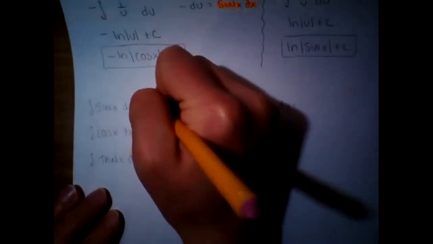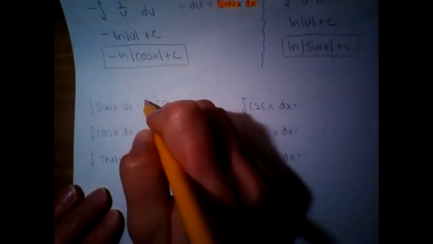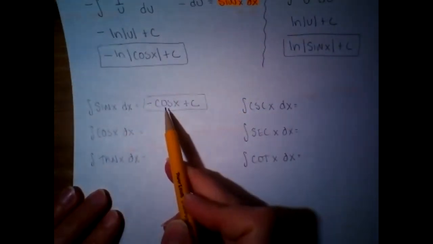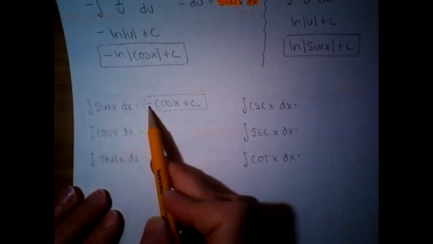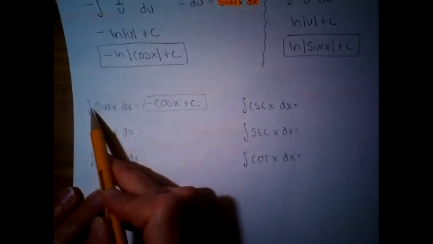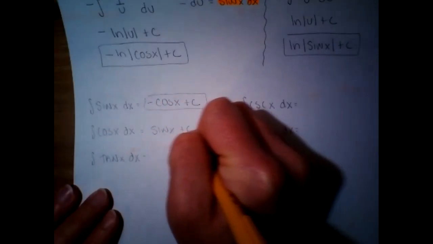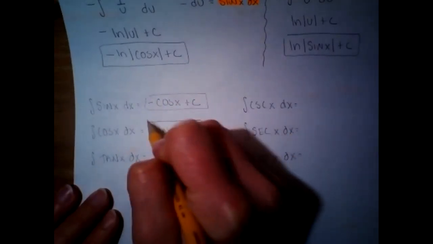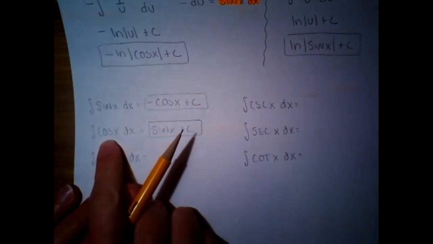All right, so for sine and cosine, I kind of just said, hey guys, think of a function. If you did the derivative, you would get sine, like that's the answer. And so that one would be negative cosine plus c. The reason the negative is in there is because the derivative of cosine is negative sine. So we would need negative negative to cancel that out so that this would be positive. For this one, that would be sine of x plus c. Derivative of sine is cosine. So the derivative of this gives you this.